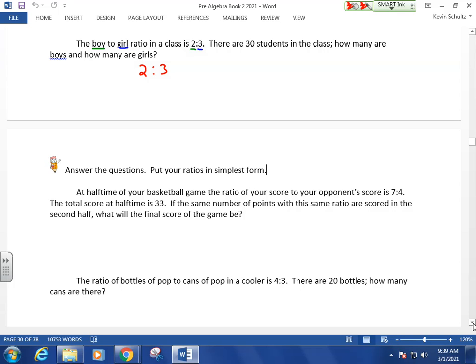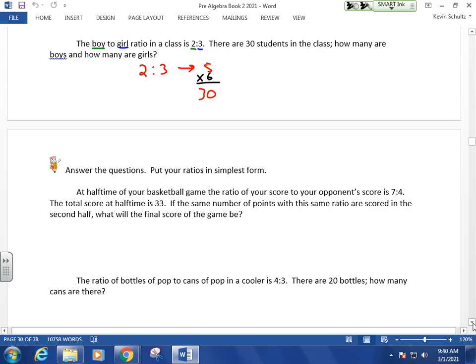5, right? 2 plus 3 equals 5. We want to get to 30. So what's our scale factor? What do we have to multiply 5 by to get to 30? 6. Right? 5 times 6 equals 30.